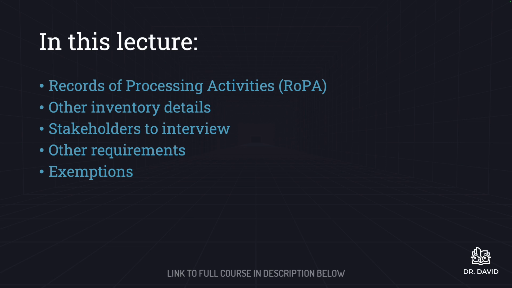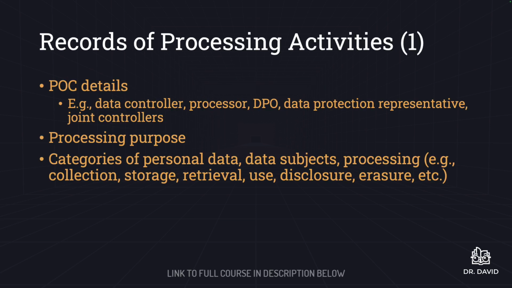So we will begin by defining what RoPA is. We will then discuss other inventory details, stakeholders to interview, other requirements for RoPA, and RoPA exemptions. So records of processing activities needs to include POC details, POC here being point of contact, and this would be all of the different individuals who would be involved or potentially involved in the processing. For example, the data controller, data processor, the DPO, data protection representative, and joint controllers should all be listed.